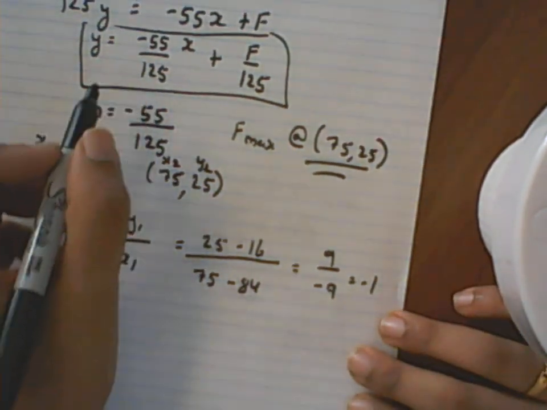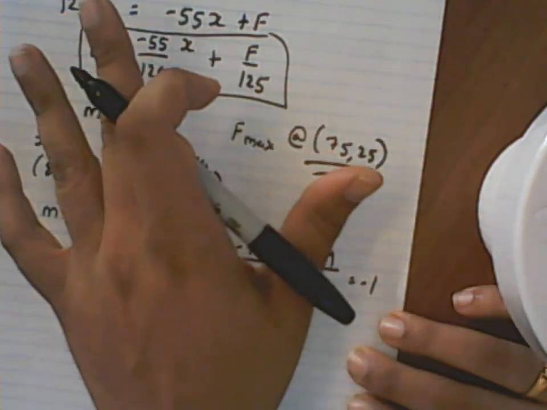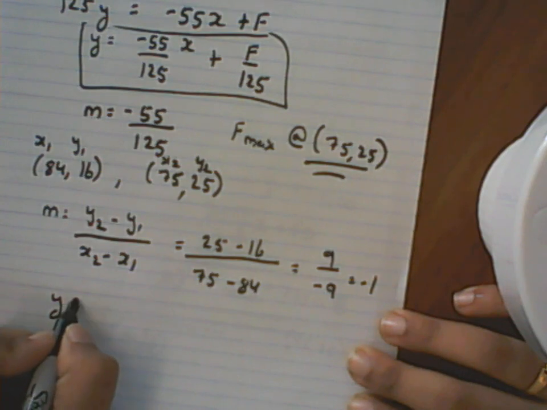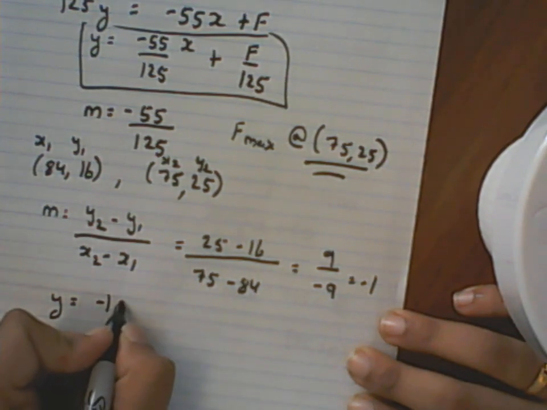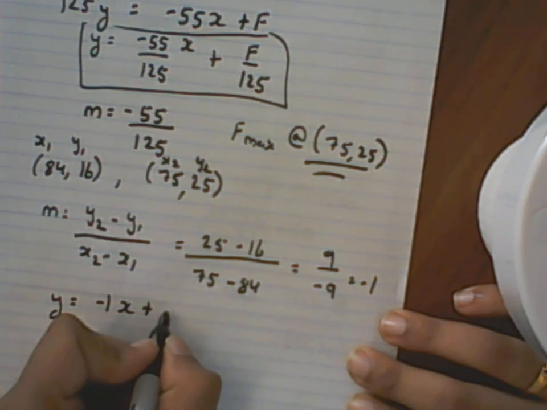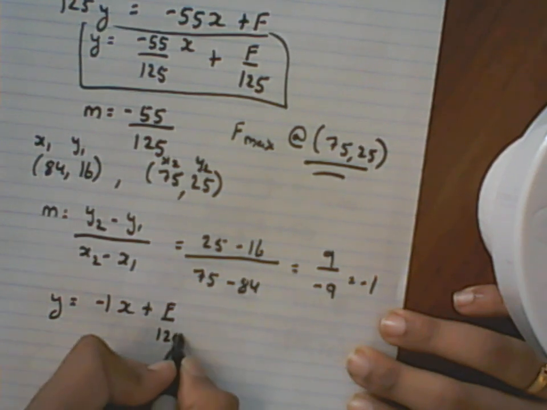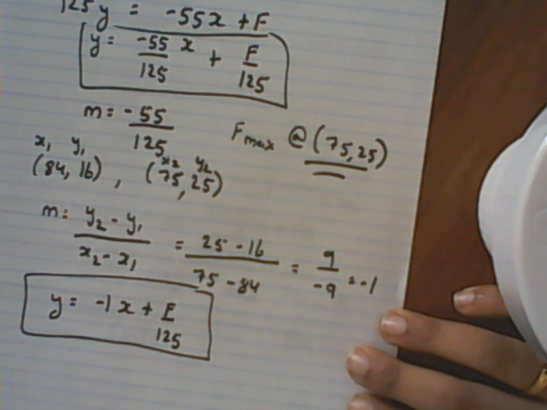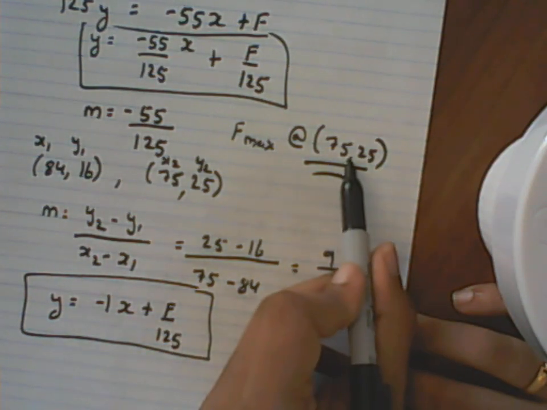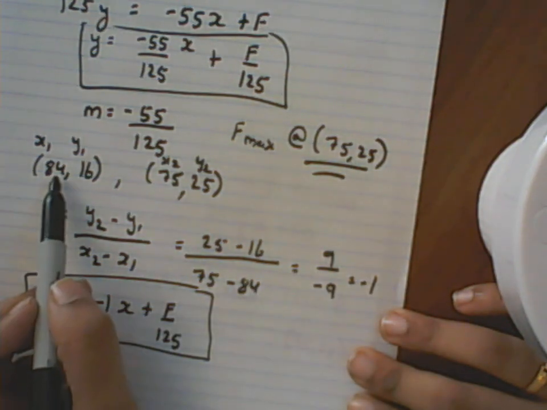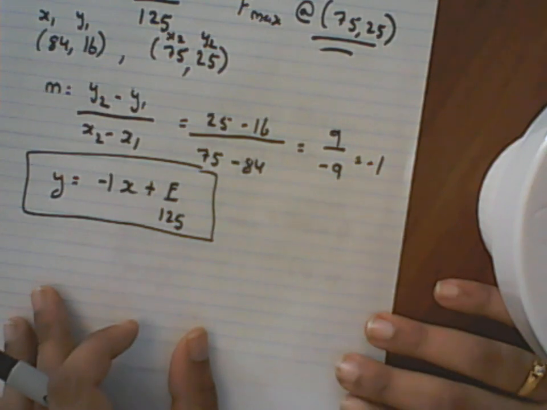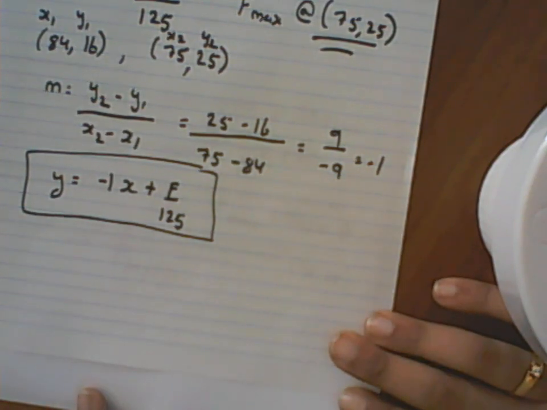So if I go back to this universal equation for f, to change it to the new form, you need to put y is equal to negative 1x plus f over 125. This adjustment will give me the maximum value for f, not at 75 and 25, but at intersection 84 and 16. I can similarly do the same thing for the other intersect, that is 48 and 34.